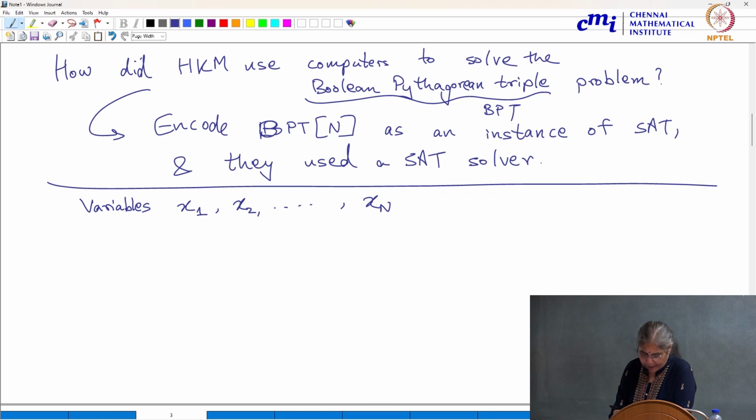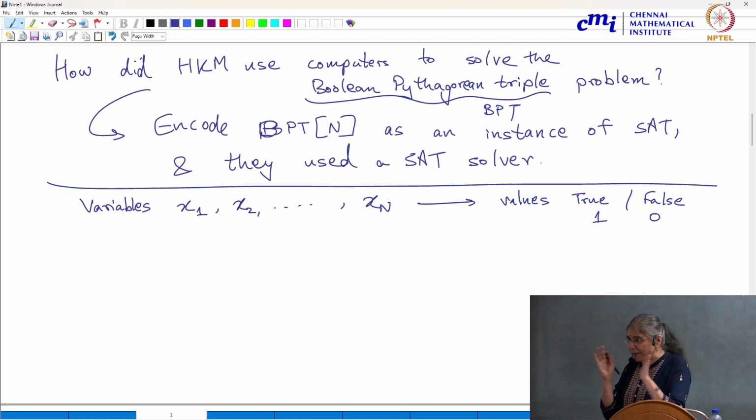We are not dealing with actual numbers. So they are all supposed to take values which are either true or false. And for convenience, we may represent true as 1 and false as 0, but this does not matter. Basically, they take only two values, true or false.